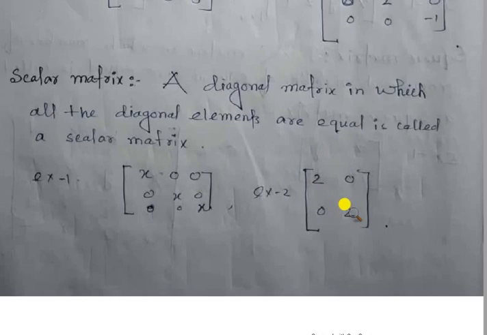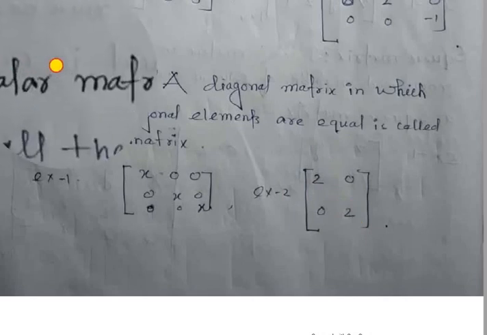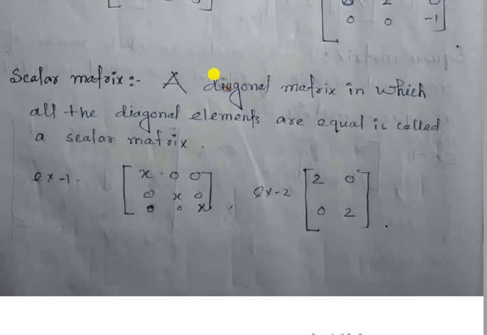Okay, now you see, a scalar matrix is a diagonal matrix, and it can also be observed that a diagonal matrix is a square matrix. So we can say that every scalar matrix is a square matrix, or every scalar matrix is a diagonal matrix. But every diagonal matrix may not be a scalar matrix, or any square matrix may not be a scalar matrix. Okay.